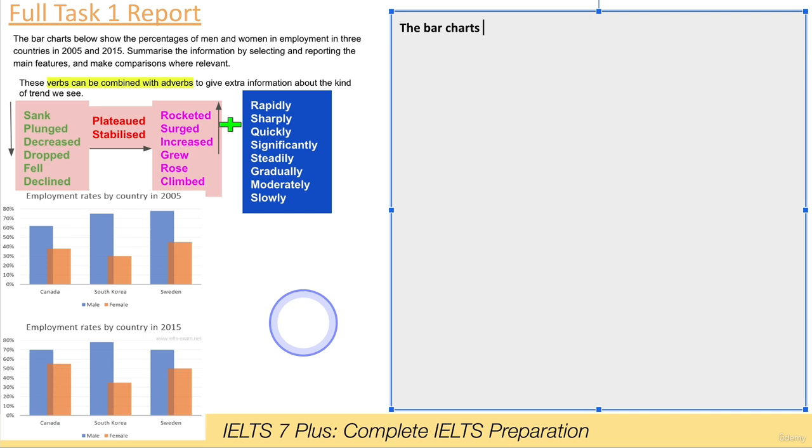So the bar charts display data on men and women, males and females in work in various countries in 2 different years. The bar charts display data on males and females in work in various countries in 2 different years.